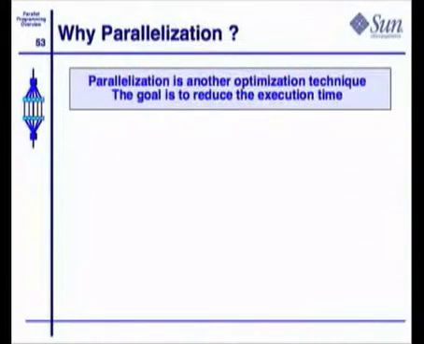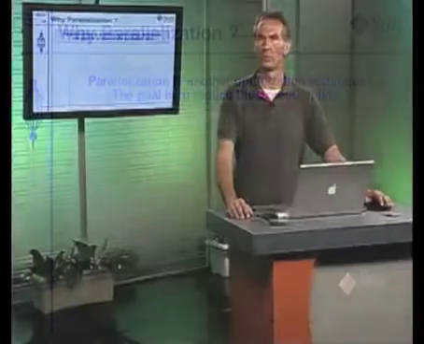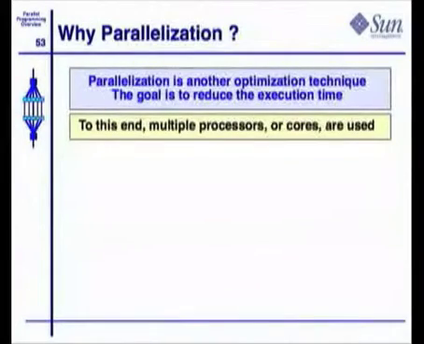To start with, why do we consider parallelization in the first place? Parallelization is another optimization technique. The goal is to reduce the execution time. That's also called the wall clock time, the time on your watch, the elapsed time, in Unix terminology the real time, as being produced by the time command. That's the goal. We want to reduce the execution time. In doing so, we're going to use more resources. In particular, we're going to use more processors or cores to get to our goal.